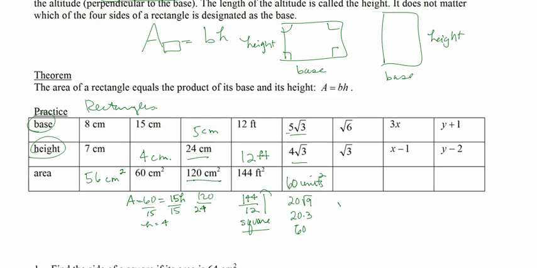Next one, root 6 times root 3 should give me root 18, and I won't leave root 18 alone because that's got a 9 in it. So the root of 9 is 3, and then we've got root 2. Units squared.